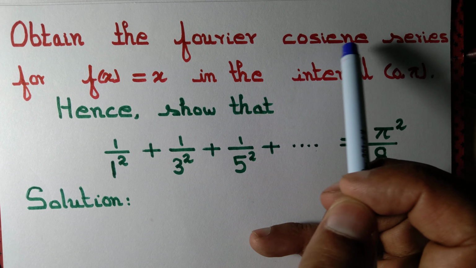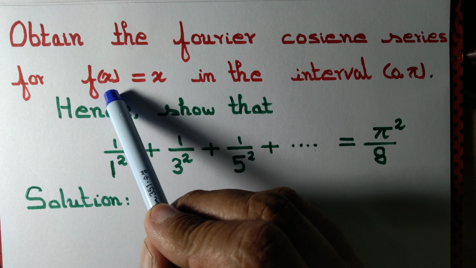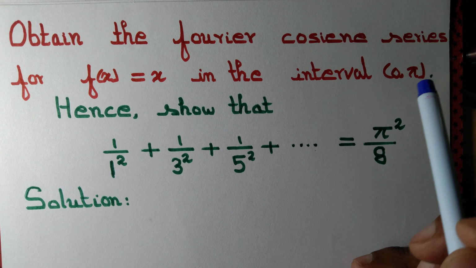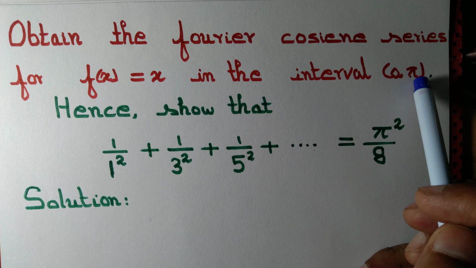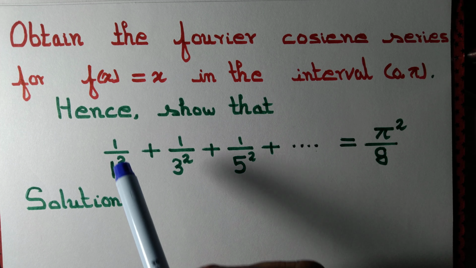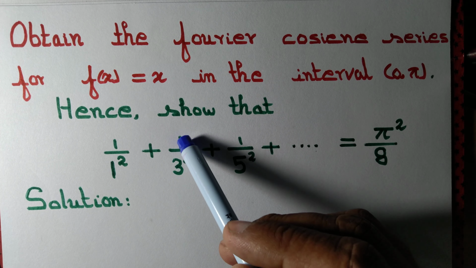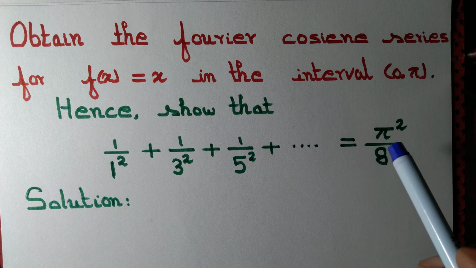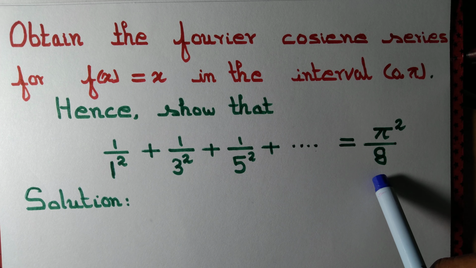Let us obtain a Fourier cosine series for the function f(x) equal to x in the interval 0 to pi. That means x is changing from 0 to pi. And then we need to show that 1/1² + 1/3² + 1/5² + ... equals pi²/8. Let's do it.